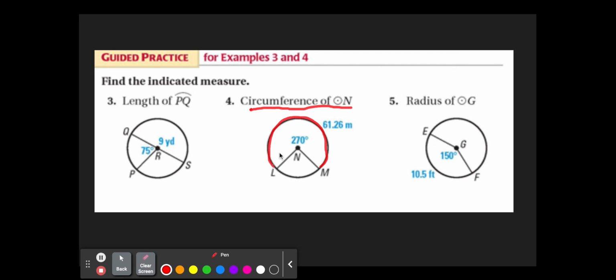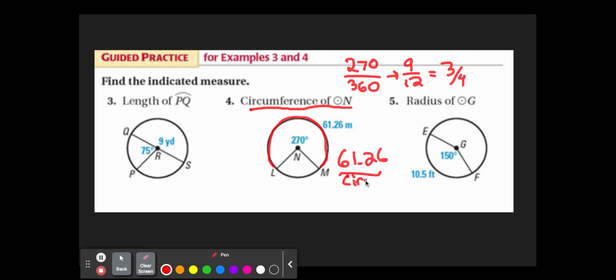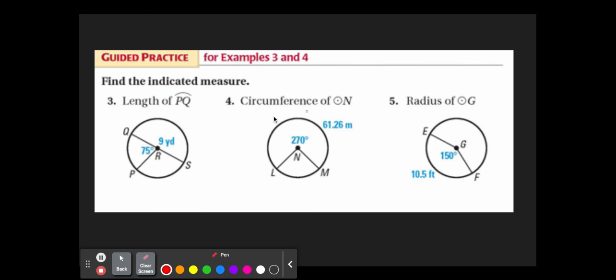They're telling you that this arc right here is 61.26. So what they want you to do is 270 over 360. If I divide both of these by 30, I get 9 over 12. Oh, hey, wait a second. That's 3/4. So what you would do is 61.26 over the total circumference equals 3/4 of the whole thing. So you'll cross multiply: multiply this by 4 and then divide it by 3. That's about as tricky as they can get, a process like that.